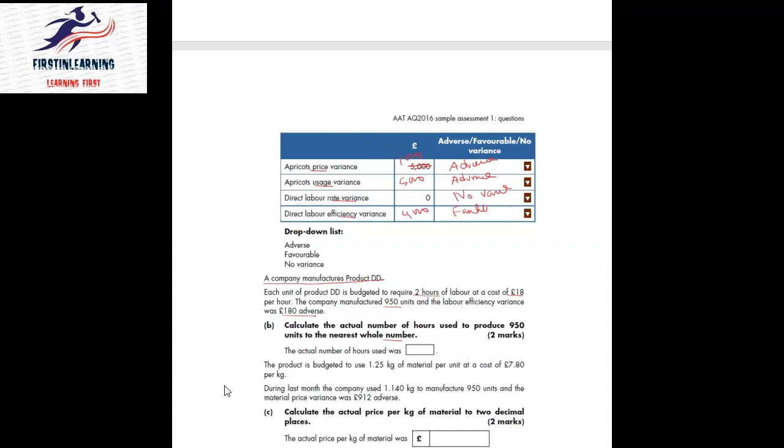So they are asking how many hours we actually used to make 950 units. So let's do the calculation. For every unit we need 2 hours. So 950 units should take 950 times 2, 1900 hours, plus the 180 that we have adverse. If we divide by 18, 180 divided by 18 gives another 10 hours that we have used. So 1910 hours we have used to make 950 units. You can do a separate calculation for that. You can show it another way.